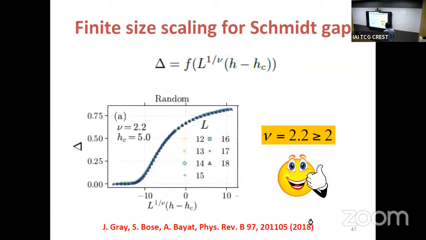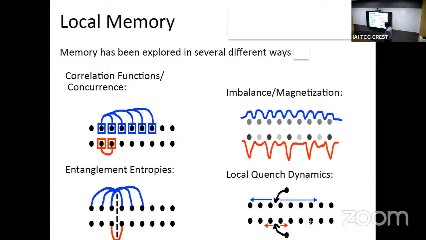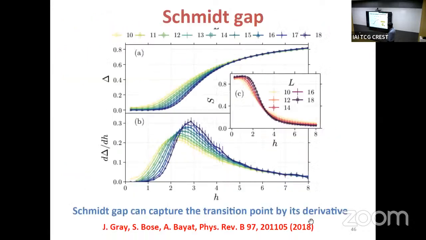I will skip these things. The latest thing we considered is this memory. So this Schmidt gap delta, we took its derivative because we want to find that place. So we are taking d delta dh to see where it's peaking, just to get it more sharply out of the system. You see the sizes. 18 is the longest spin chain we do it with.